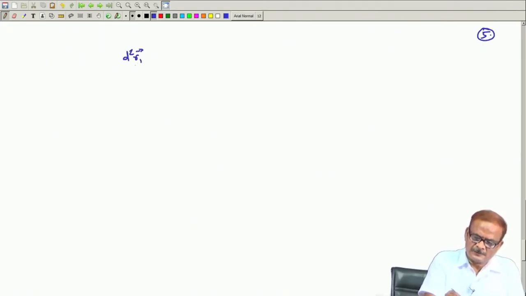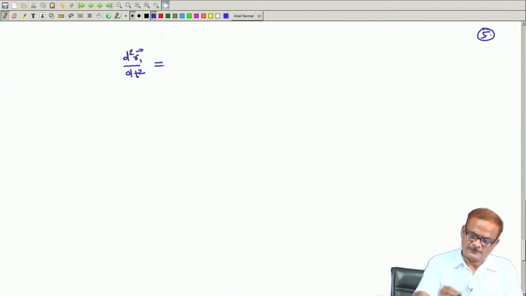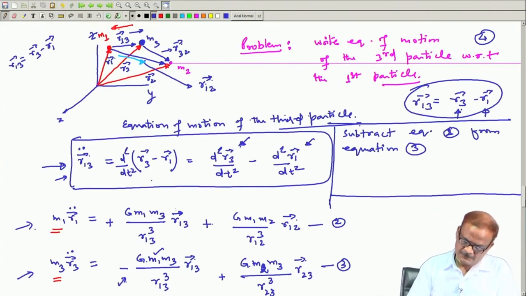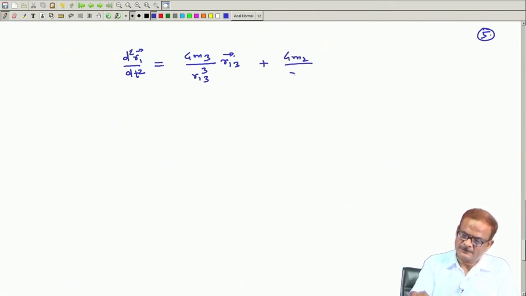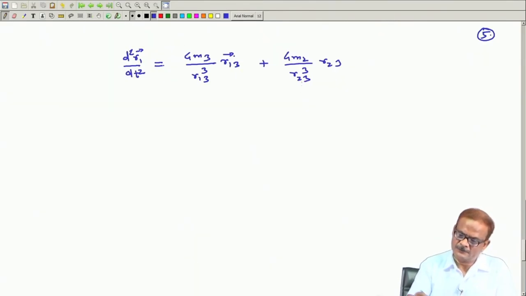So, we have d squared r 1 by d t squared, once we divide, this particular equation r 1 double dot equals G times m 3 divided by r 1 3 whole cube, times r 1 3, this particular part, and thereafter this part we take G times m 2 divided by r 1 2 whole cube, times r 1 2, between 1 and 2. This one is between 1 and 3.